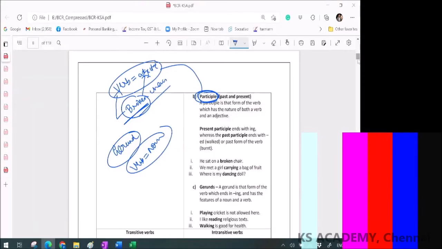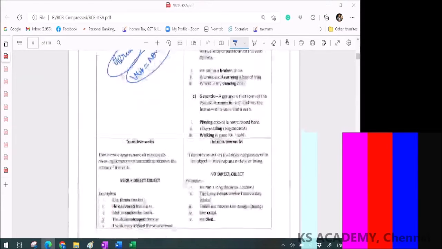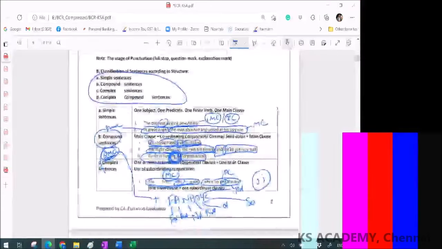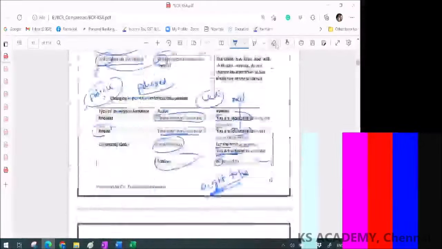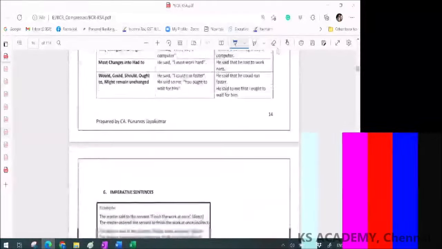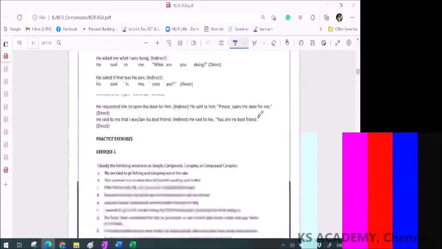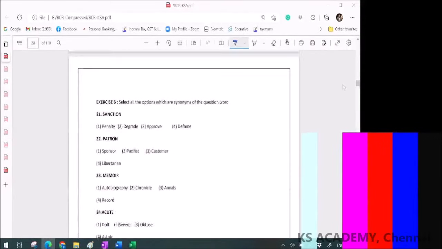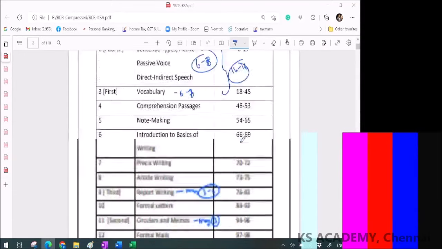Until they set it right. Don't want to waste. Let it come. That's okay. That doesn't matter whether it's not there. But page number. Which page? 40. 60. 46. 60.